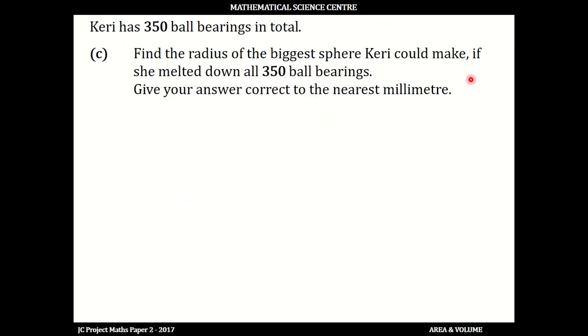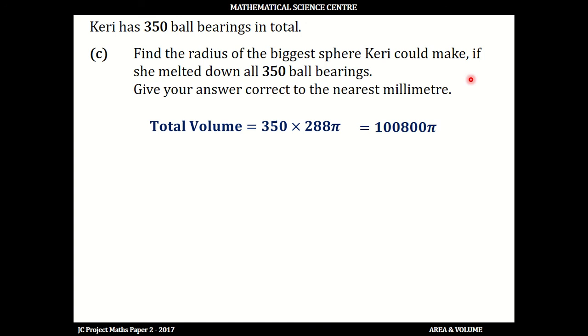So she's got 350 of these all together. So the total volume is going to be 350 by 288 pi. And what does that work out as? 100800 pi. Is that okay? So that's the total volume. Now we want to melt these down and make what type of a shape? Another sphere, isn't it?